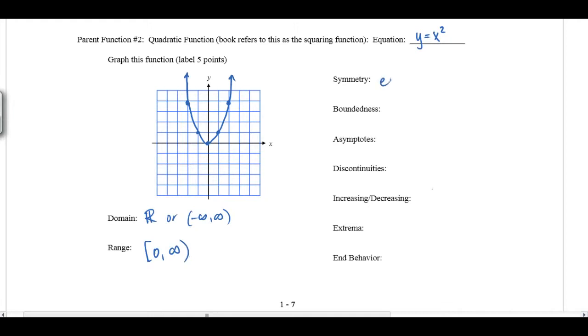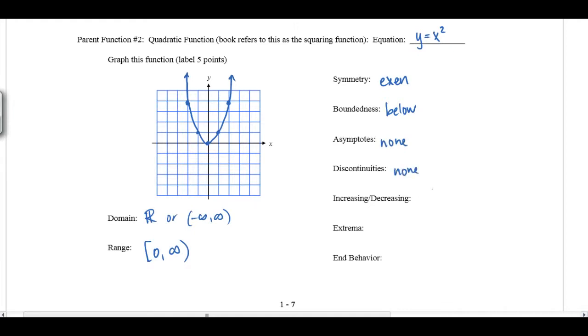Symmetry, this is an even function. See the x-axis symmetry. So therefore, I'm sorry, y-axis symmetry. So therefore it is even. It is bounded. Yes, it is. It is bounded below. Right? Bounded below. There are no points below one of those points. So it is bounded below. There are no asymptotes. Discontinuities, none. It is continuous on its entire life.